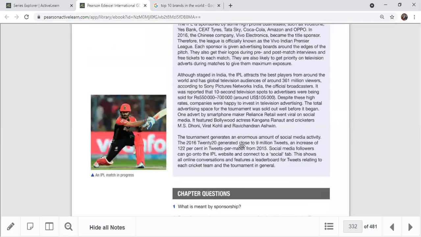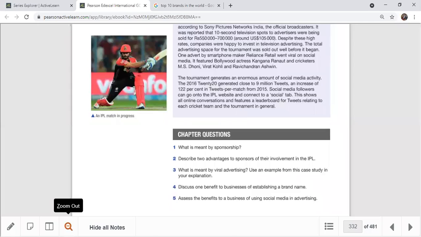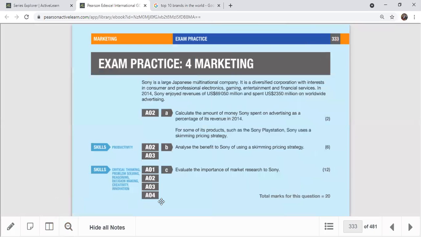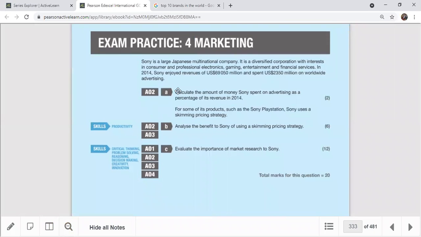From that, actually, we have fully finished marketing management. Some of the questions are here. You can also try these questions. I will give these questions as an assignment in my next session. So exam practice questions, this kind of thing, AO2, small calculation. Another thing, analyze question AO2 and AO3, and evaluate question AO1, 2, 3, 4. These things. Okay.